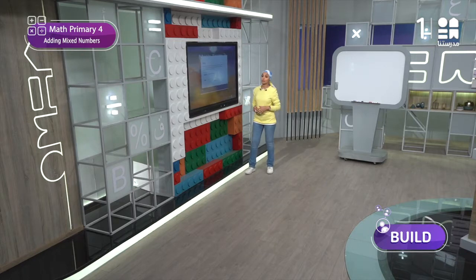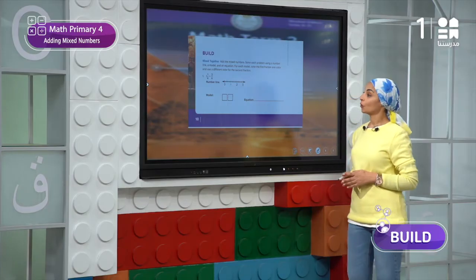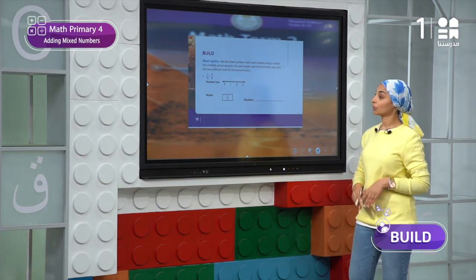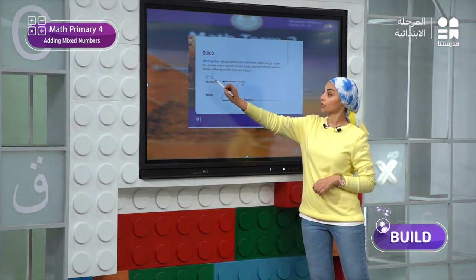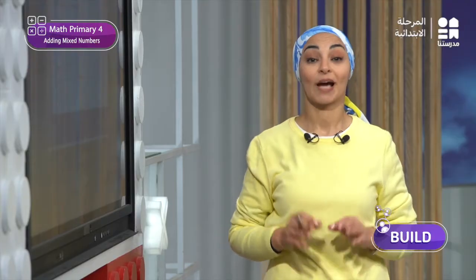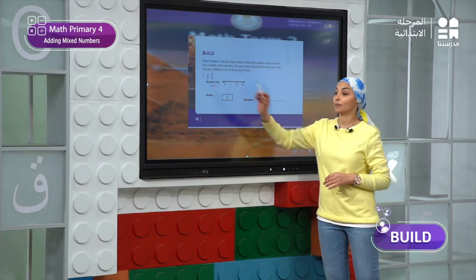And here, as you see, this is problem number 1. What does it say in problem number 1? He wants me to add 1¼ plus 3/4. Okay, let's start with the first strategy, which was the number line.